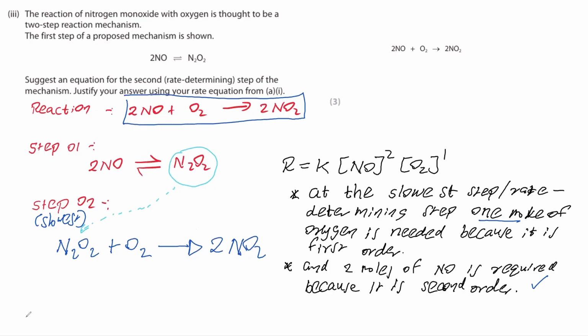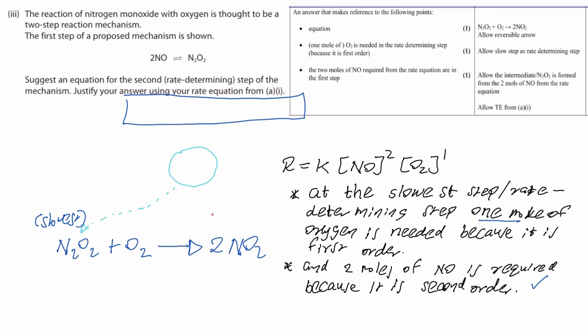Okay, let's see the marking scheme and see whether we have done it. The marking scheme says these are the points. So we have the slower step. Yes, 1 mark. 1 mole of oxygen is needed in the rate determining step. Yes, 1 mole is there. 2 moles of NO are required for the rate determining step. Yes, we have that also. Therefore, our answer is complete, so we get full marks for this question.